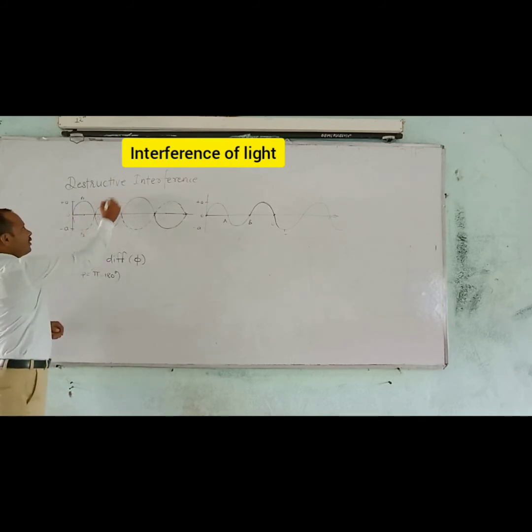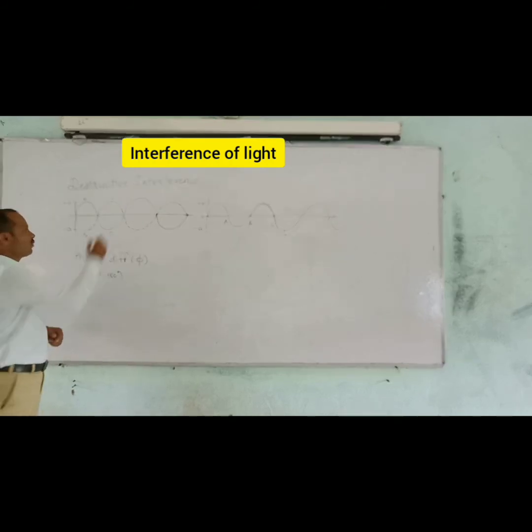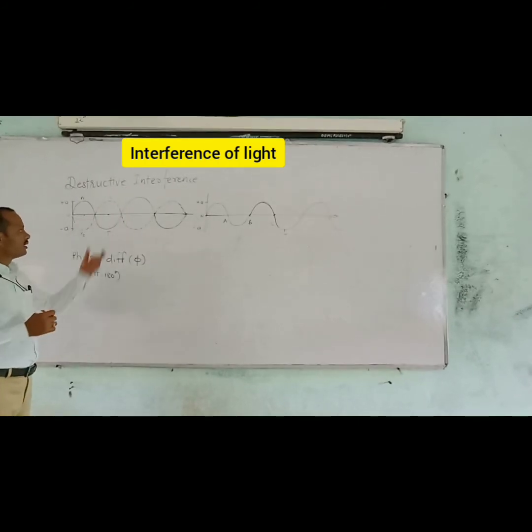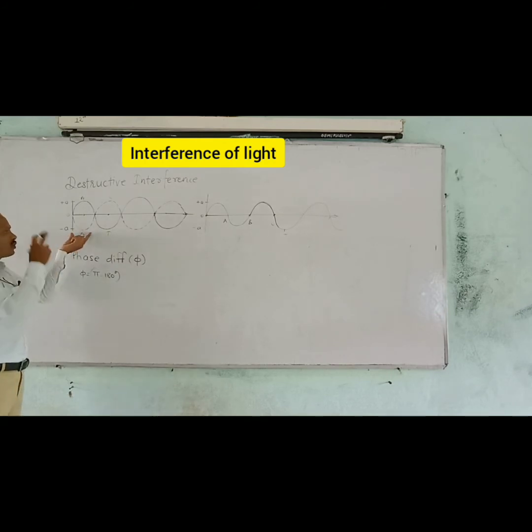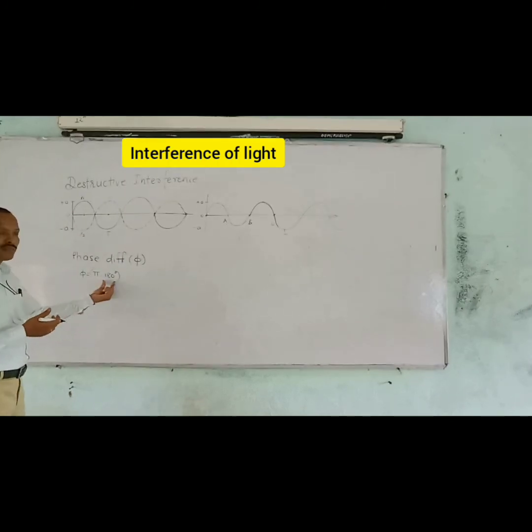Where the crest of the one wave coincides with the trough of the other, the resultant is 0, therefore we get destructive interference. And what is the phase difference? The phase difference between the two waves is 180 degrees here. The crest of the one wave coincides with the trough of the other. Therefore, it is 180 degrees.